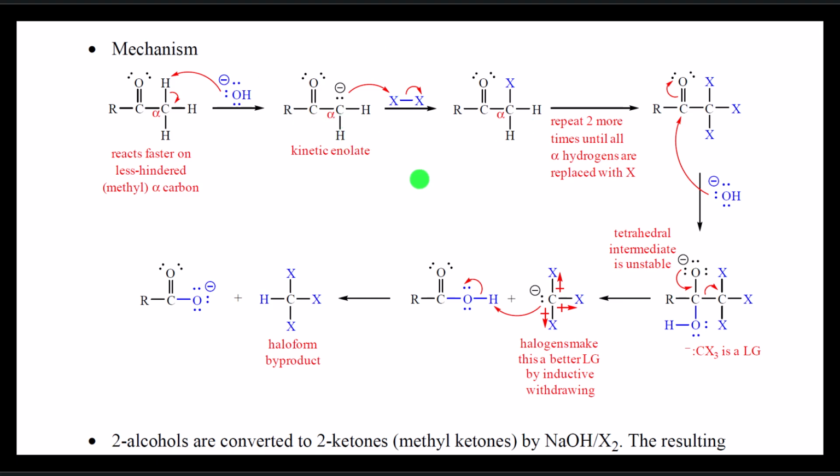So the result of this would be to put one halogen on the alpha carbon in place of a hydrogen. However, there are still 2 other alpha hydrogens. We're using an excess of base, so we can repeat this process 2 more times, one for each additional hydrogen, until all of the alpha hydrogens are replaced with our halogen. That would create a molecule that looks like this.